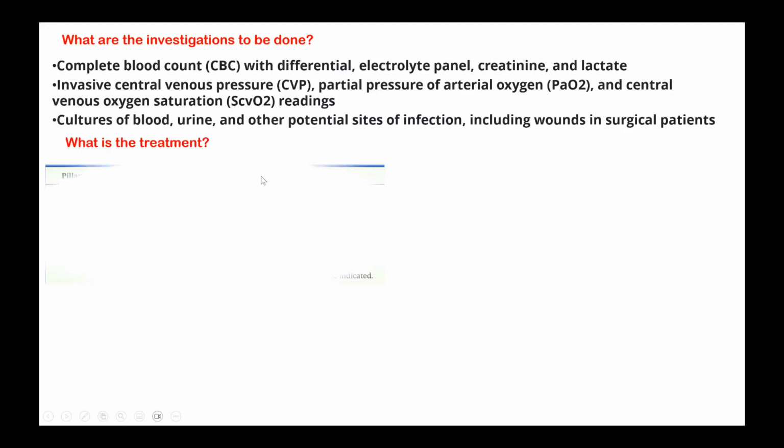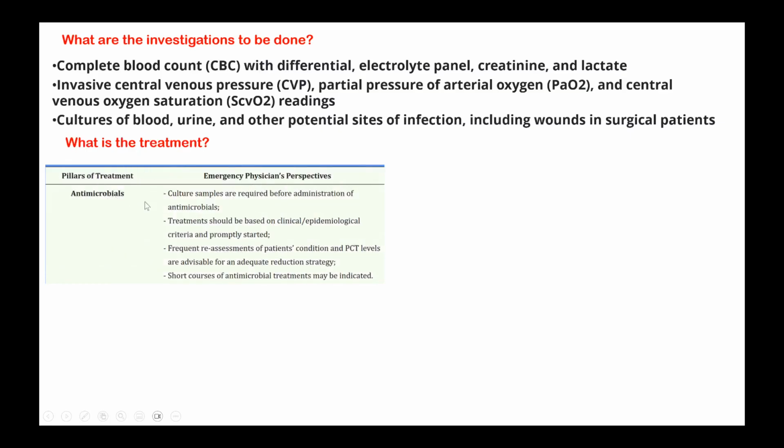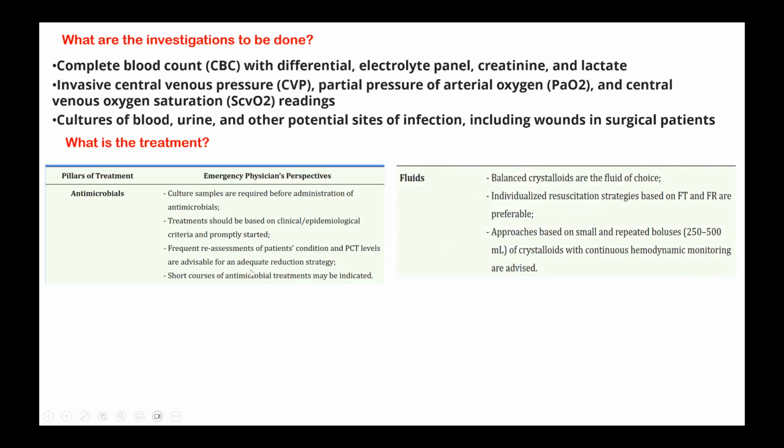So what is the treatment that has to be given? The pillars of treatment, first and foremost, because it's an infection, appropriate antimicrobials should be given. So culture samples are required before administration of antimicrobials, and treatment should be based on clinical and epidemiological criteria, promptly started, and frequent reassessment of the patient's response to these antibiotics and antimicrobials should be done. And procalcitonin levels also can be measured. The next important treatment is fluids.